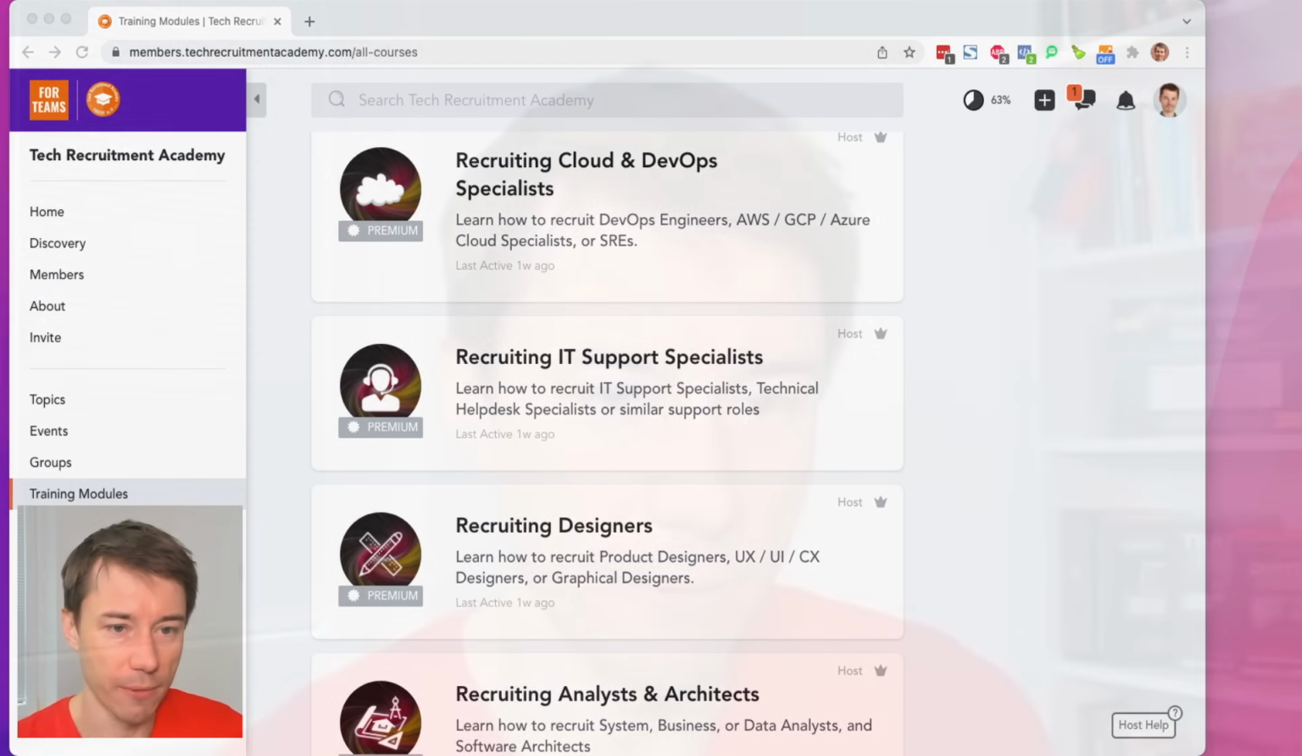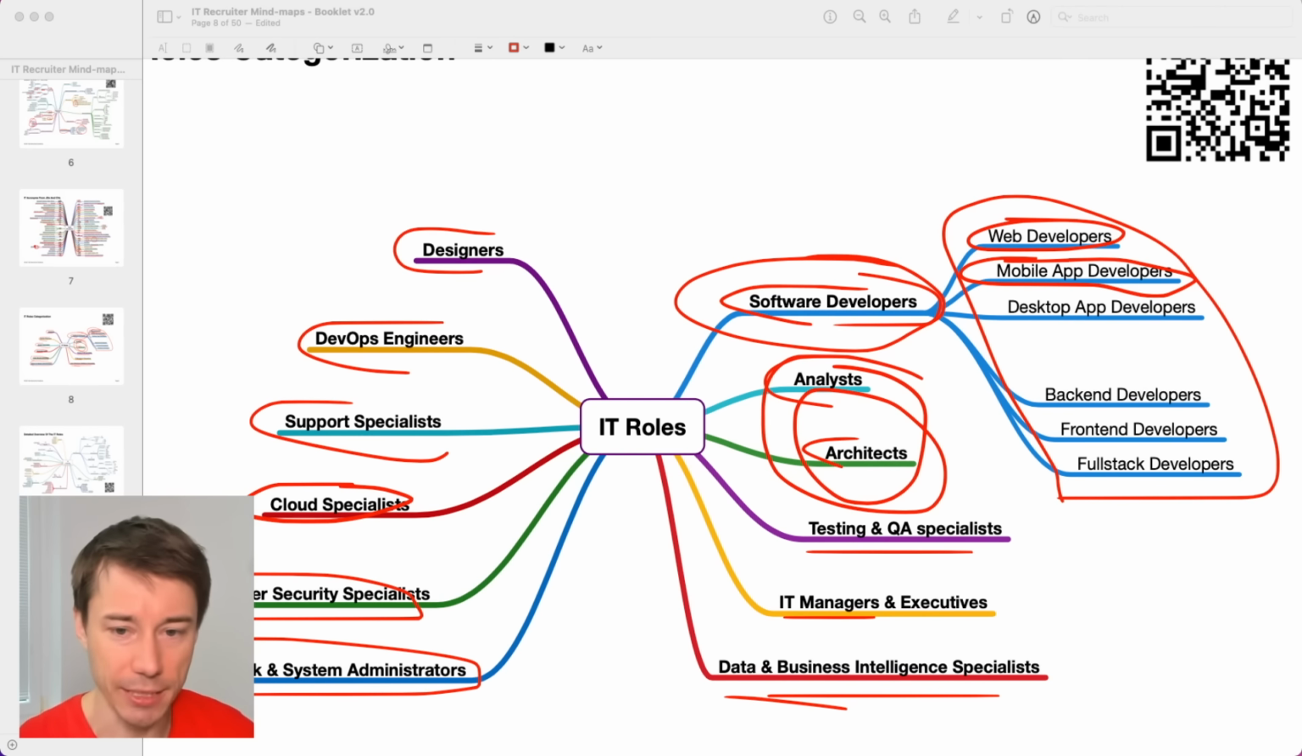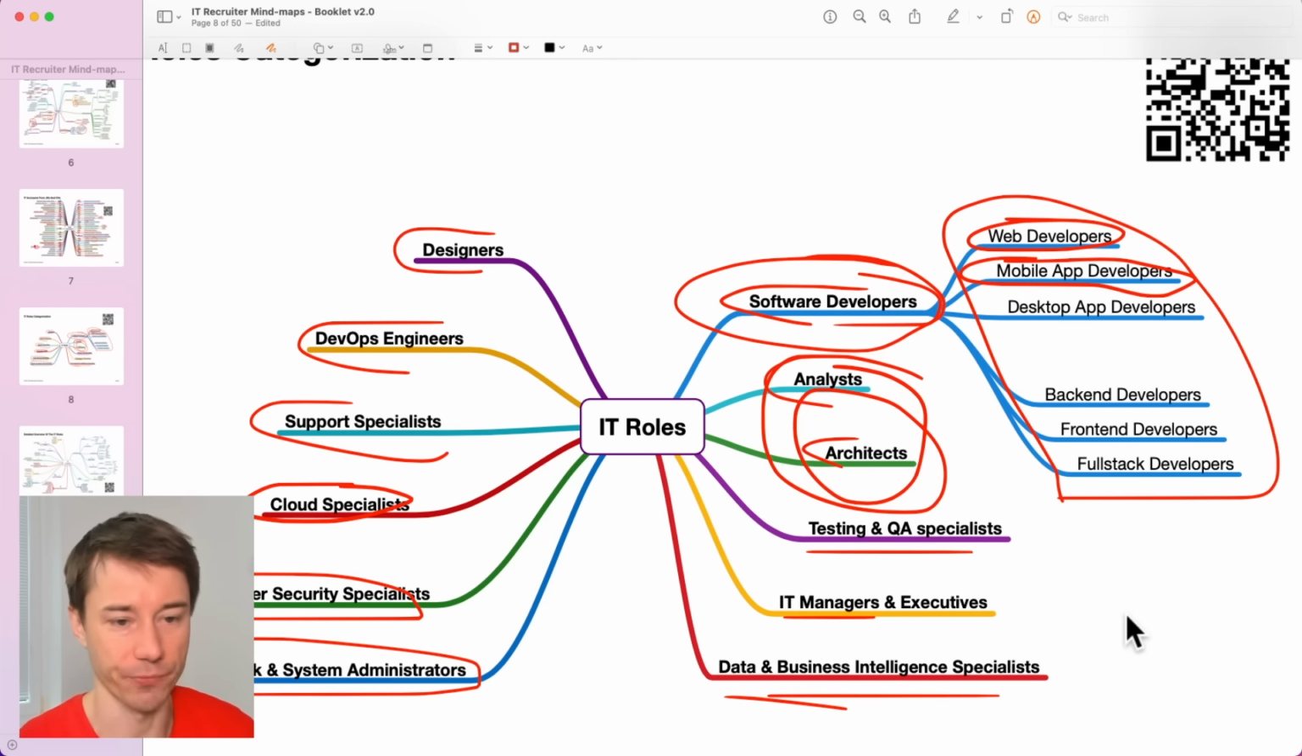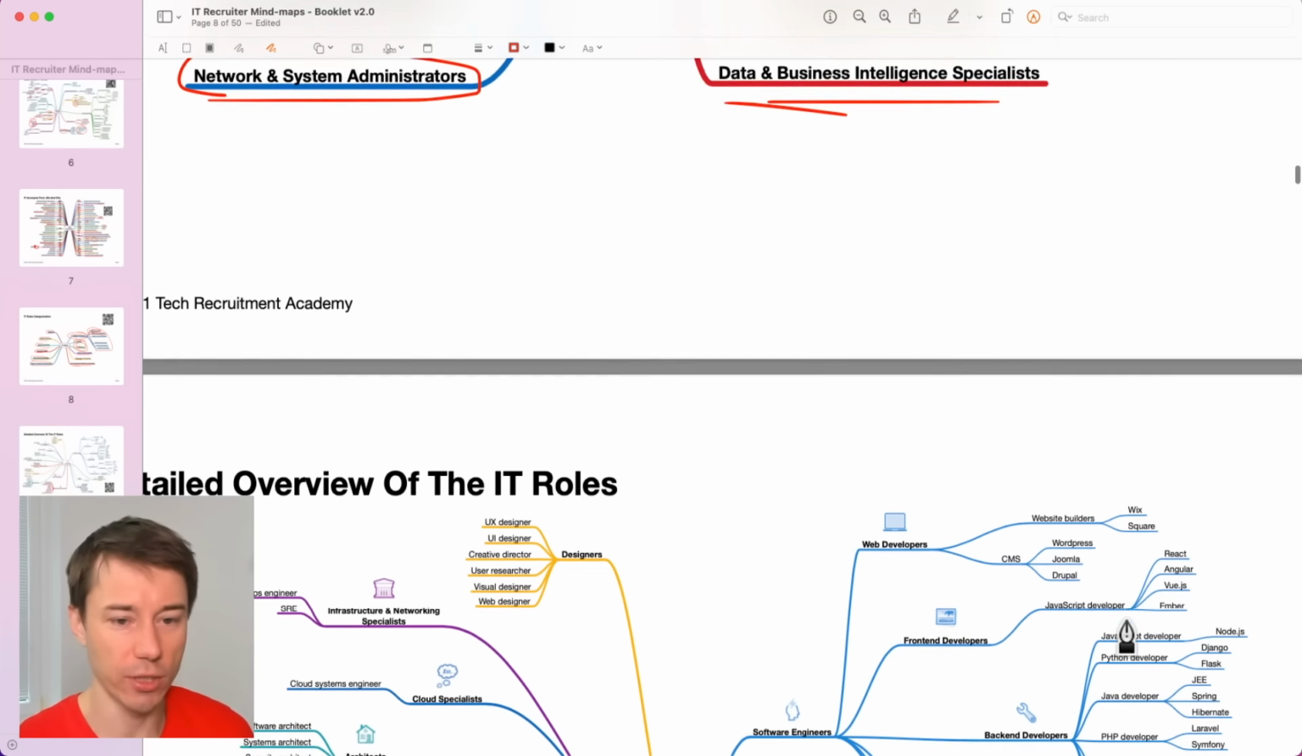Okay, so with that, I'll go to the mind map again, and we will dive deeper now. Okay, are you guys ready? Are you ready to dive deeper?